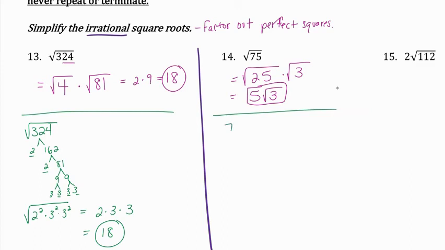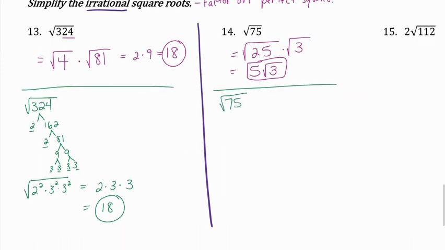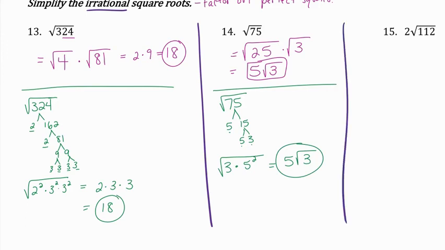75 and square root. I could break this down, divide by 5, and I get 15. And then 15, I get 5 times 3. So then my prime factorization would be 3 times 5 squared, all in the radical. The square root of 5 squared would just be 5, but then that 3, since it's still left inside the radical, it doesn't have a squared, so it's going to stay inside my radical, and I get that 5 root 3.